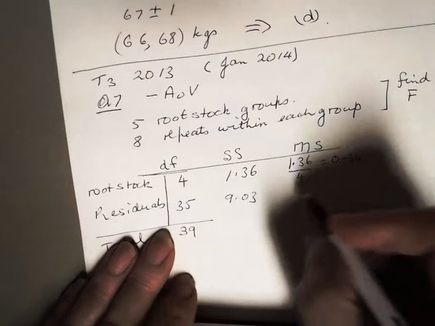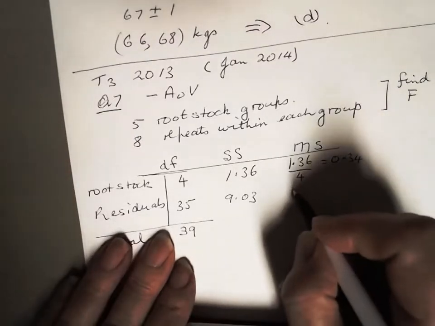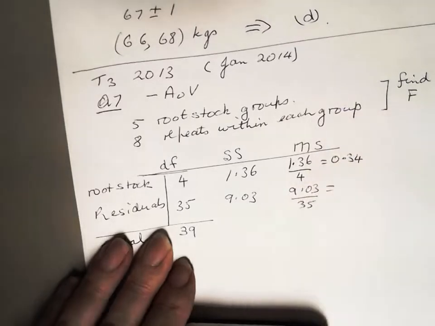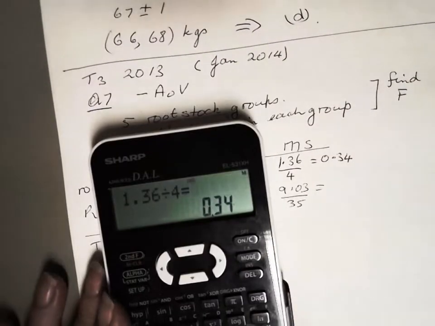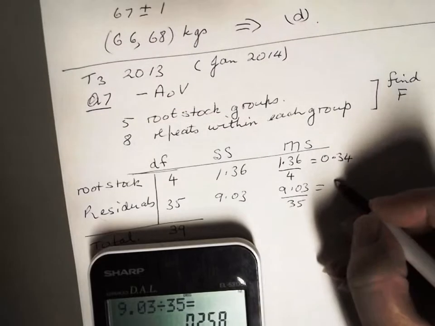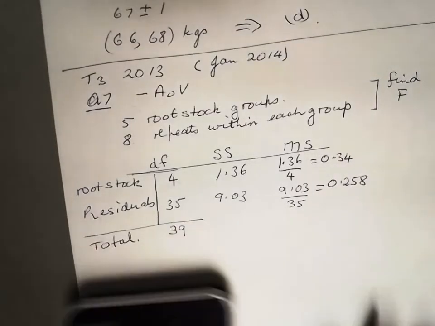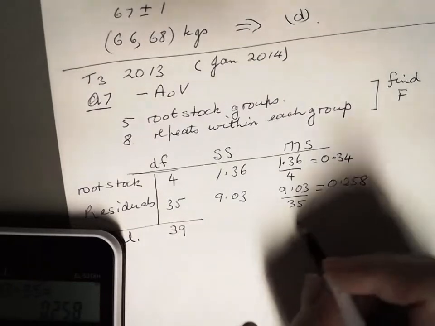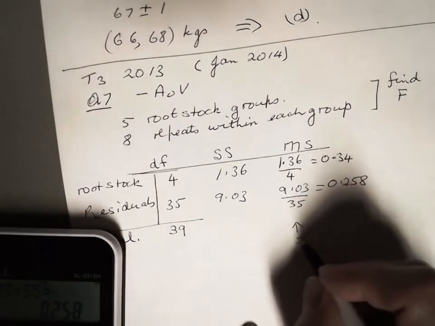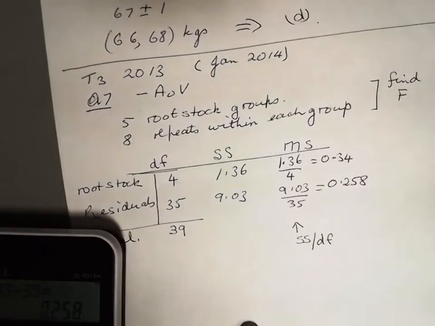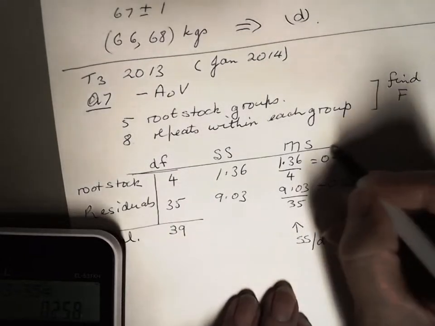And we do the same for our mean sum of squares for residuals. 9.03 divided by 35 is equal to 0.258. Okay, so how did I find my mean sum of squares? I took my sum of squares and divided it by its group degrees of freedom. Okay, now how do I find my F?